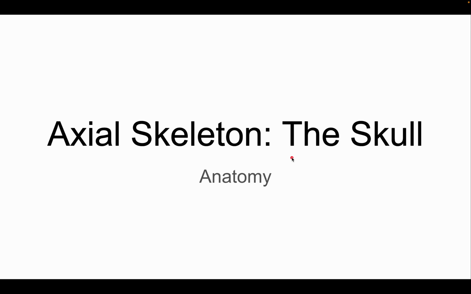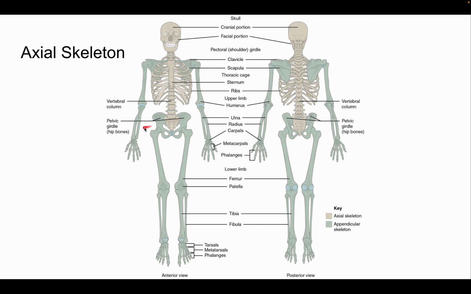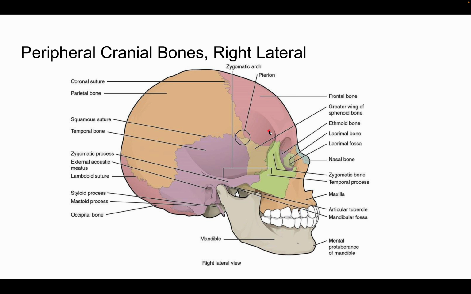Alright, hello everyone. Today we're going to be going over the axial skeleton. In this particular video, we're going to be going over the skull, and there's a big reason for that. When we talk about the axial skeleton, we mean the skull, the vertebral column, the sternum, and ribs, but we don't include the appendages or the appendicular skeleton. Now, the skull in particular is very difficult to memorize, especially for beginning students.